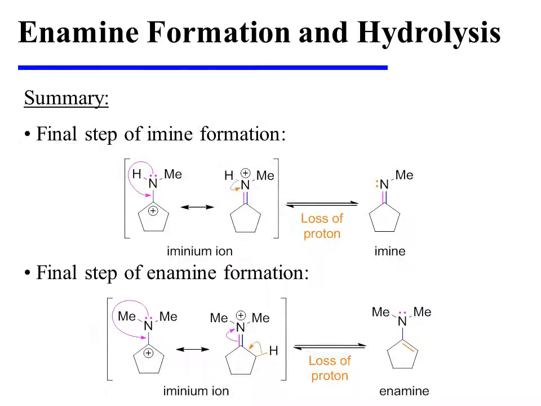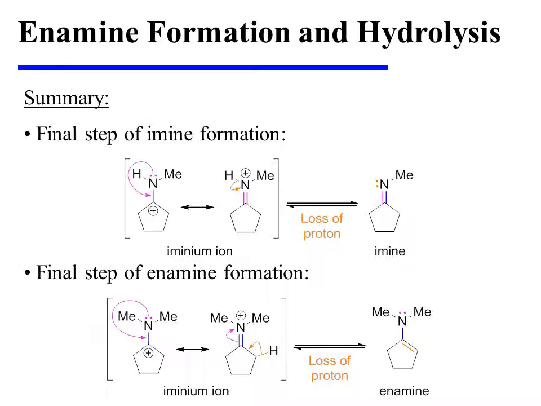Here is an explicit comparison of the final step of imine formation to the final step of enamine formation. Notice that in both reactions, an iminium ion is formed, and that iminium ion has two resonance structures. Let's focus on the more stable resonance form, which is the one in which the positive charge has been delocalized onto nitrogen. This is the more stable resonance form because all atoms possess a complete octet.